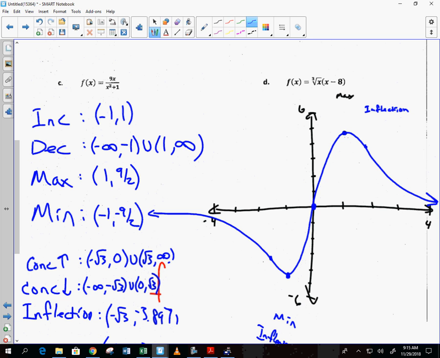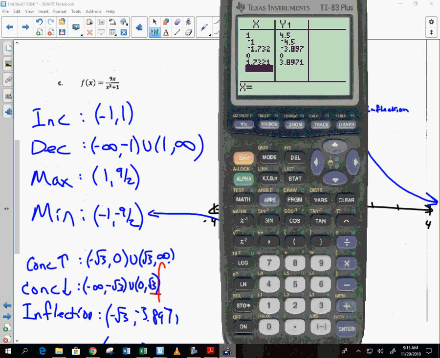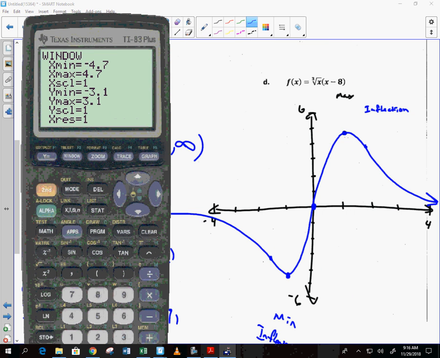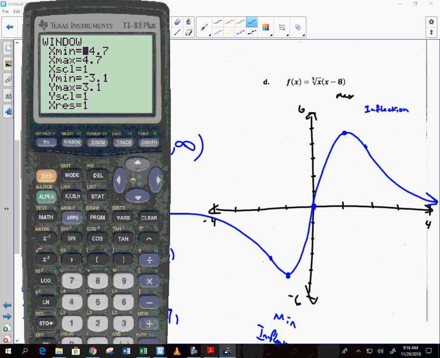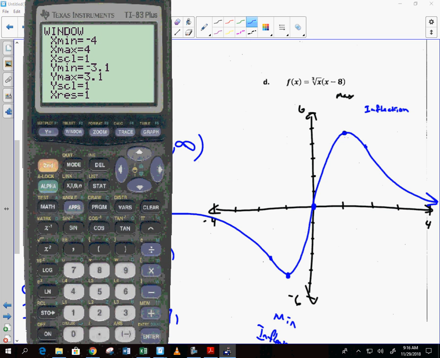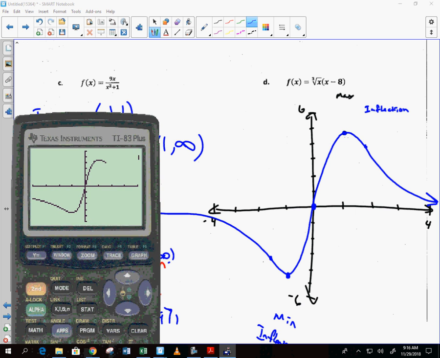Look at the degree on top. See how it's x to the first? And this is x squared on the bottom. The larger degree is on the bottom, and so it's going to trail off towards 0 on the ends here. If I go to my calculator and I punch in that window and I go x values of negative 4 to positive 4, and I go y values of negative 6 to positive 6, it'll be really interesting to see how close of a graph I get to that guy right there.